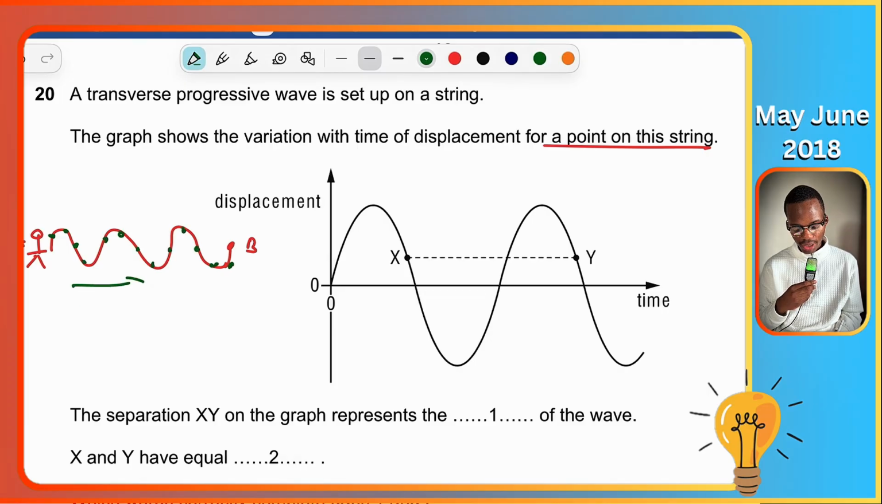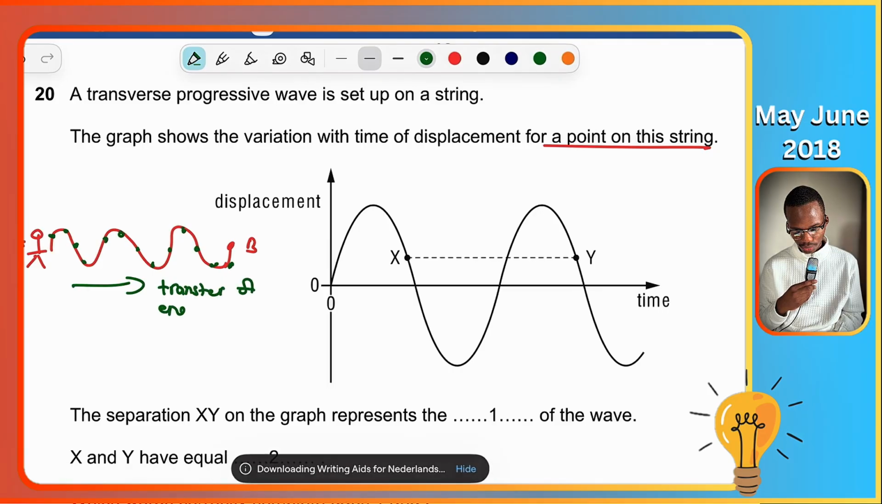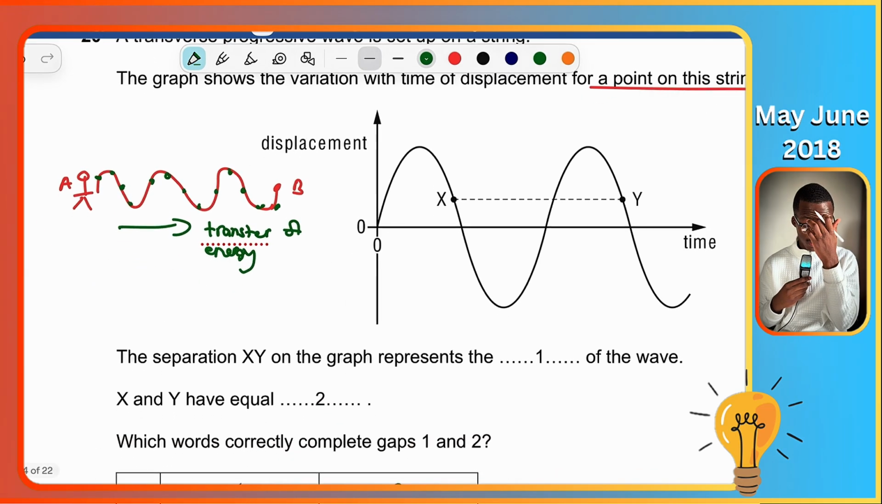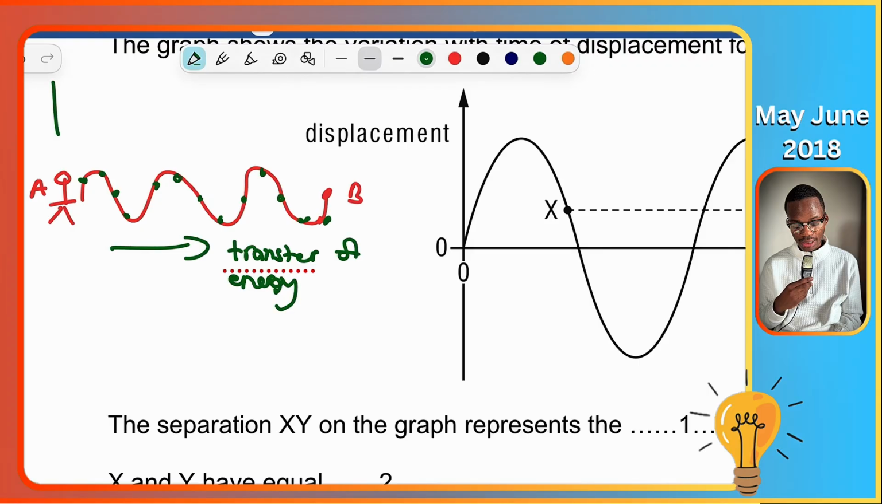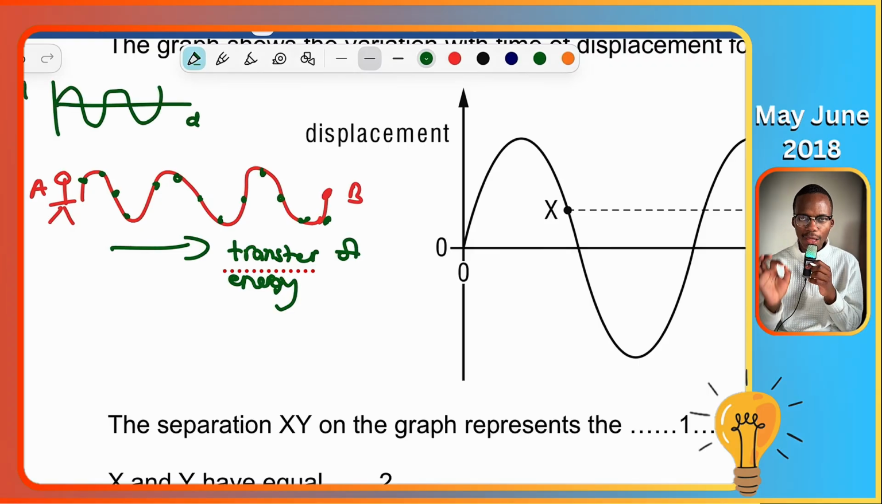And this is going to result in energy being transferred. So energy is going to be transferred from point A all the way to point B. Then you can be asked to draw a displacement distance graph. A displacement distance graph basically shows you the position of every single particle. But you can also have a displacement time graph. So if we were to study closely the behavior of one of these particles, let's say it's particle A, these particles are going to be moving up and down, up and down. They always move perpendicular to the direction of energy transfer.